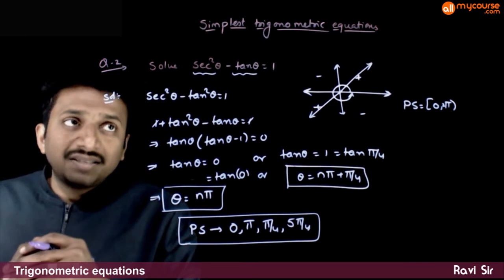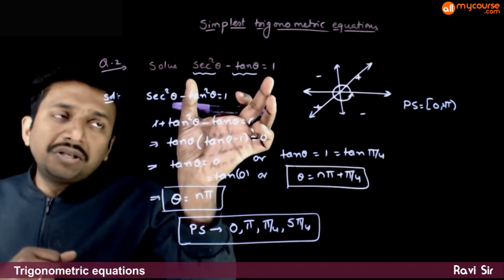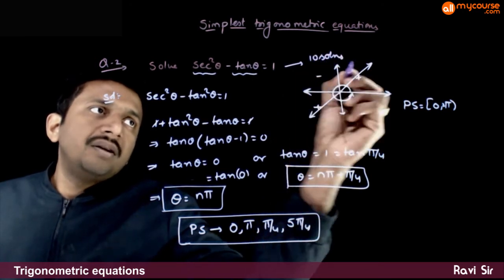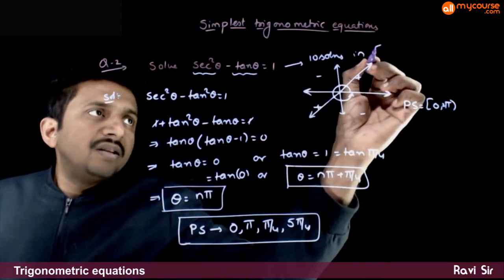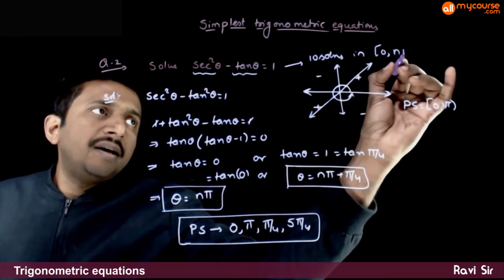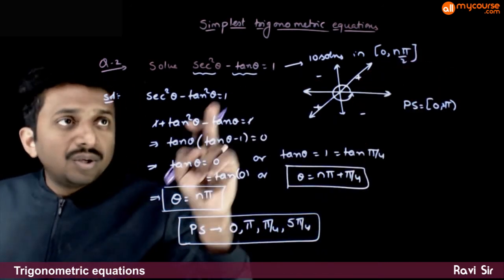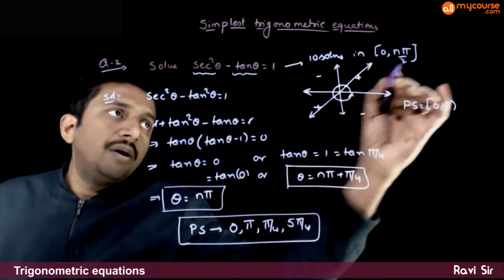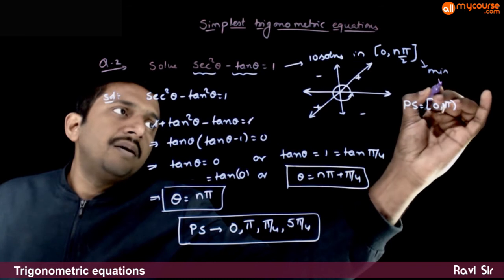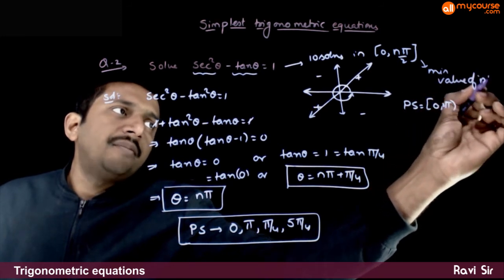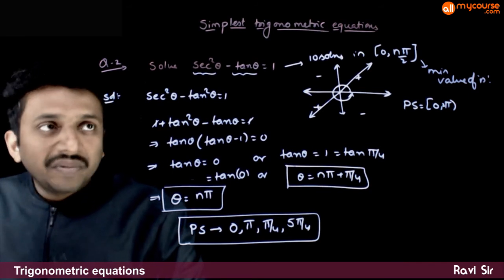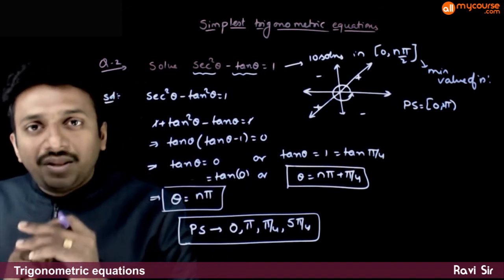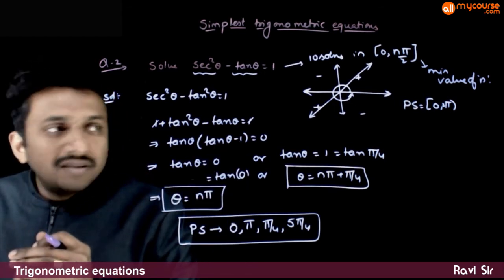Another variation that can be asked in the same question is, if this equation has 10 solutions in the interval 0 to n pi by 2, what is the minimum value of n? Minimum value of n. If this is asked, this is an interesting question. So if this equation has to have 10 solutions between 0 to n pi by 2, what should be the minimum value of n? So now how do we analyze this?